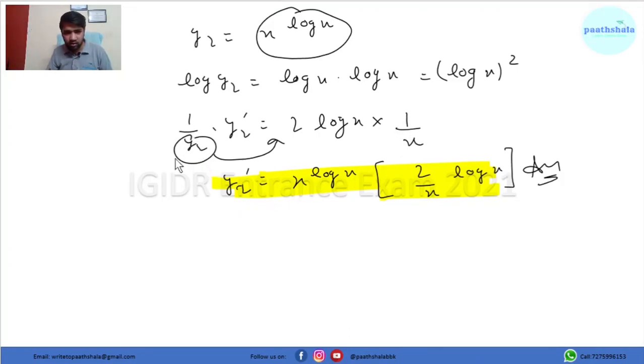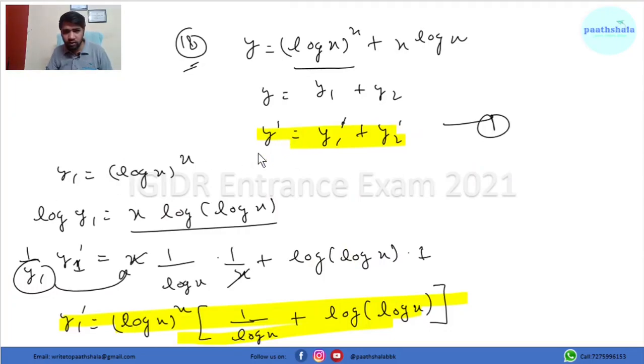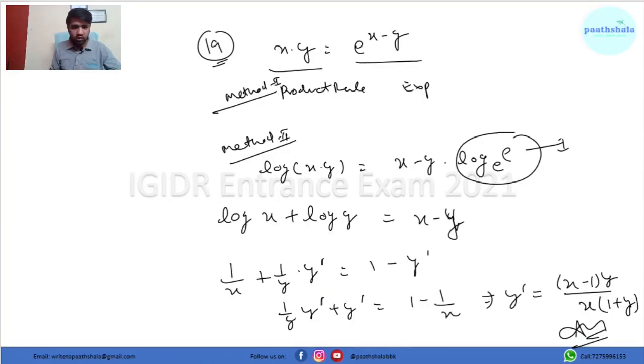And at the end, we'll shift y2 to the right hand side, and it will become y2 dash equals x to the power log x, because the value of y2 is x to the power log x, we'll put it here, and this will be our final answer. So for the final answer, you'll have to sum up the value of y1 and y2, which is mentioned in equation 1. So that is the thing. Okay, so moving to the next question.